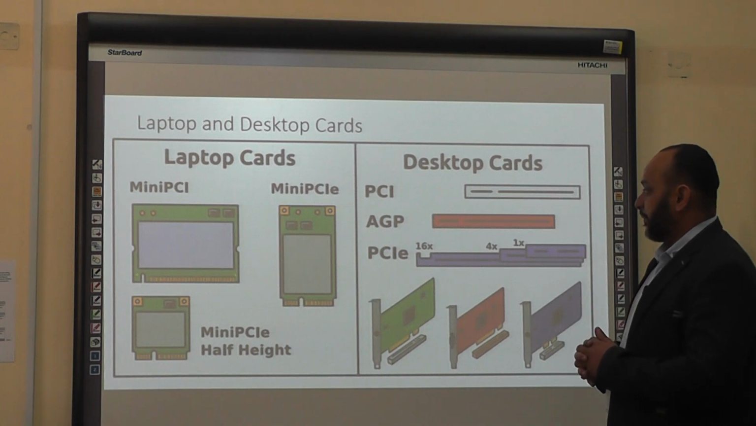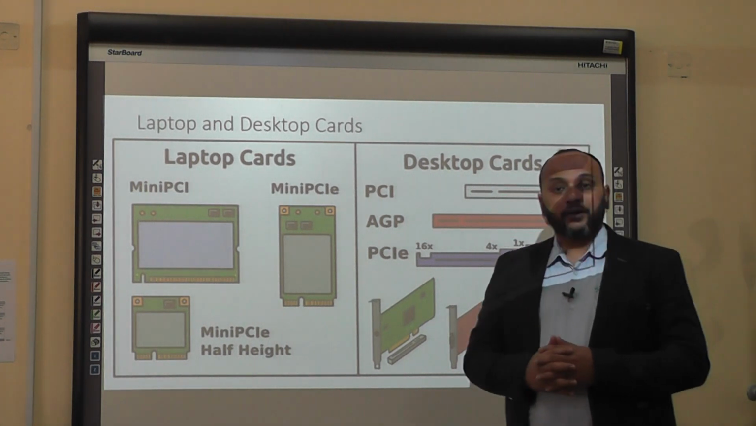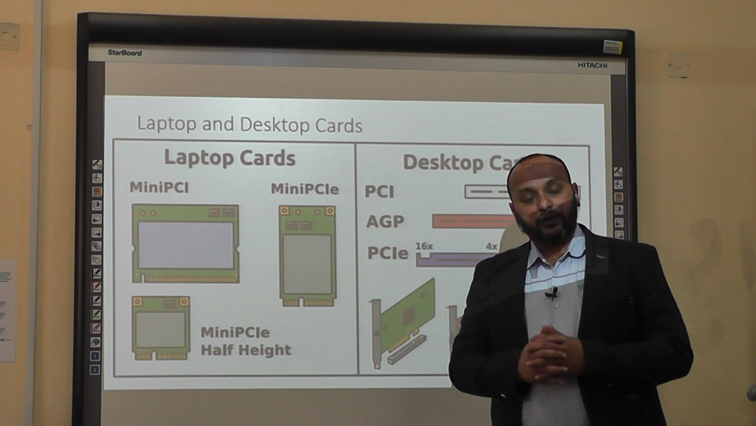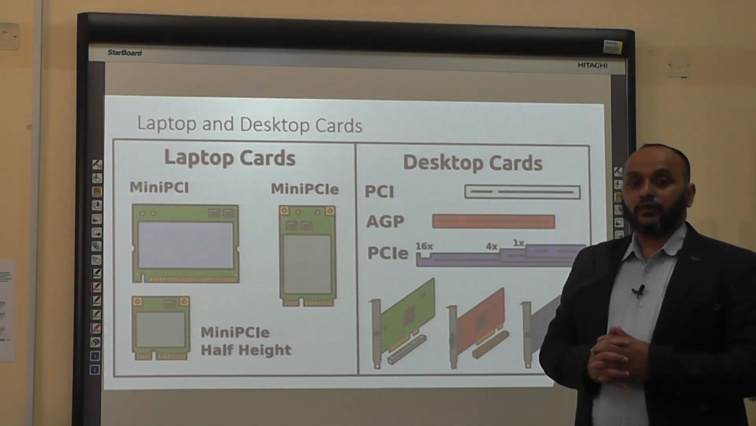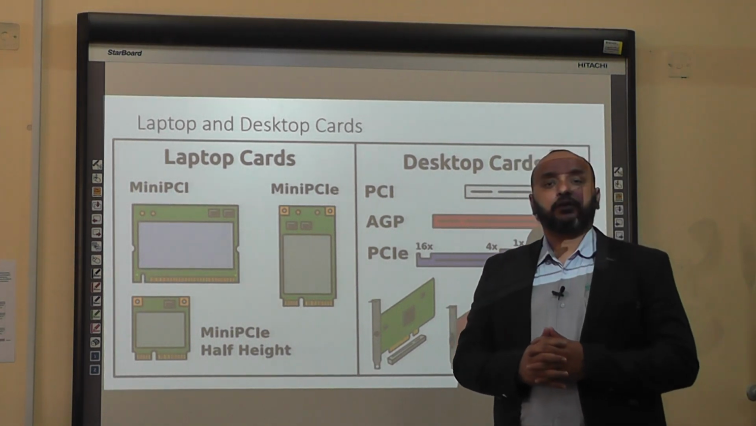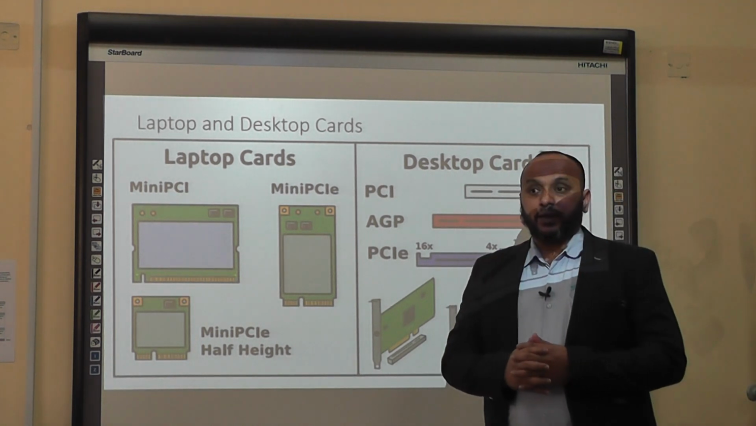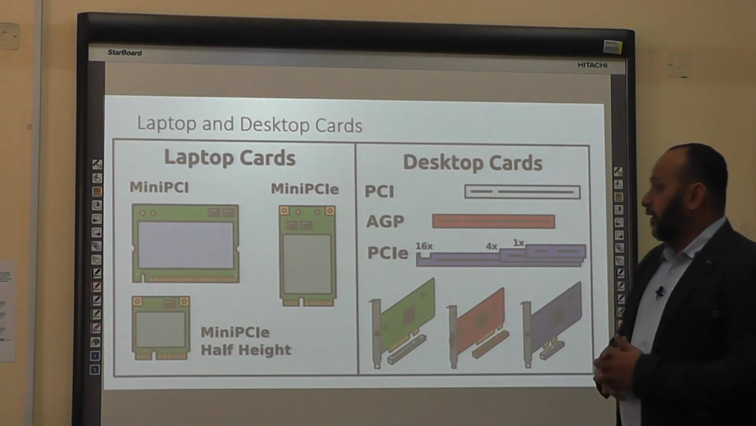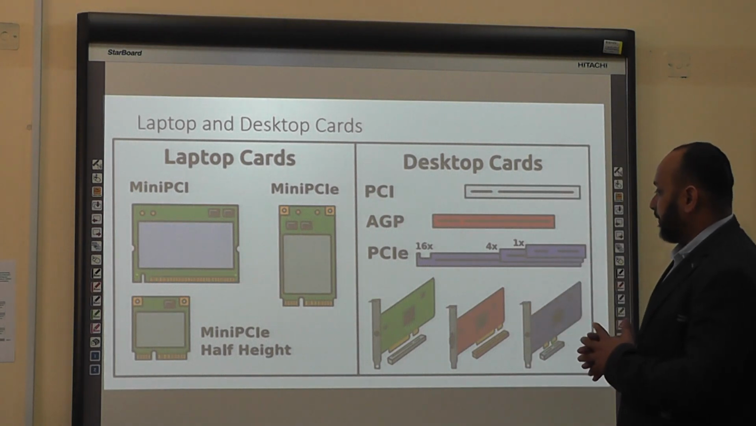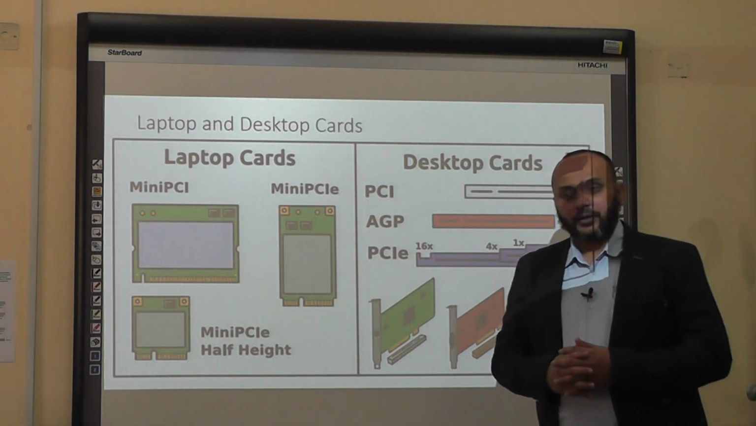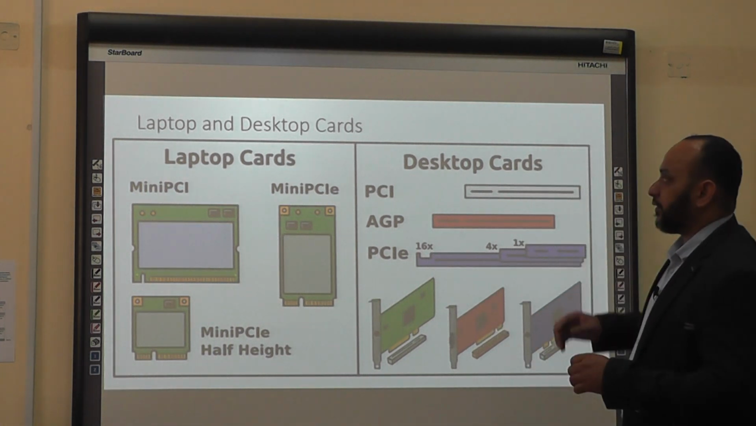And after that, AGP is for graphics, specially designed for graphics. If you want to play high resolution games, you can use an AGP card. And now we have PCIe, of different types for different purposes, which I will discuss with you later on.